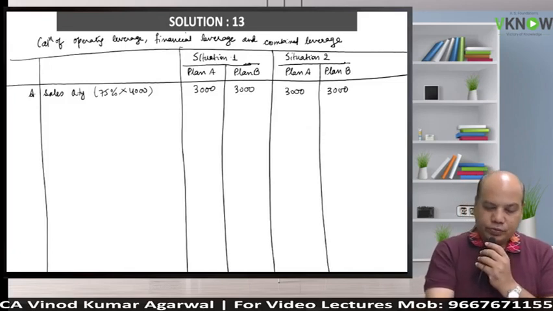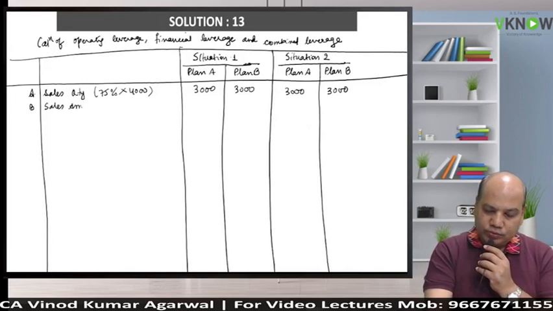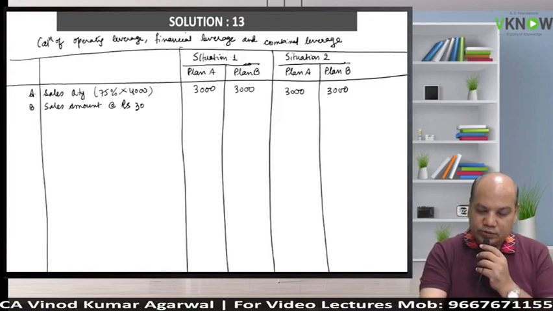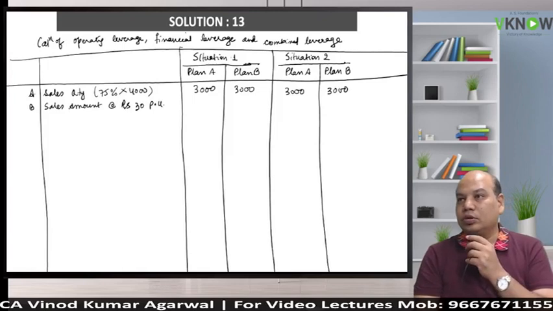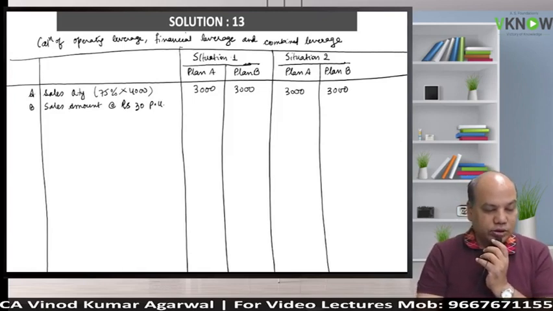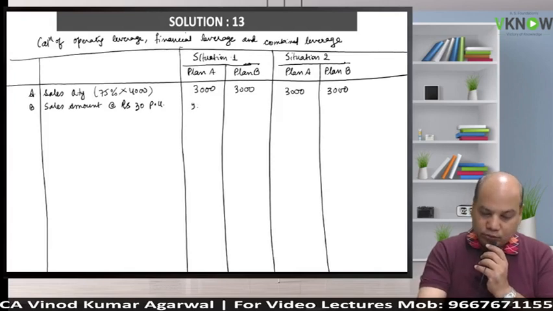Okay. Point B, sales amount at the rate of rupees. This question they have asked in the exam also in previous years. So sales at rupees 30 per unit means multiply 3000 into 30. So that will be 90,000. Write down 90,000.